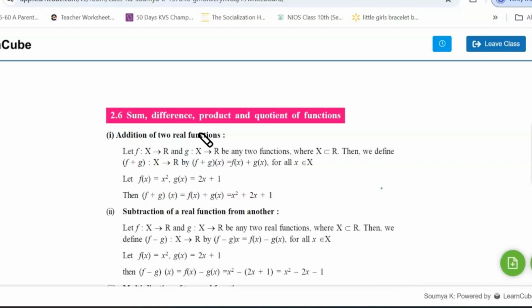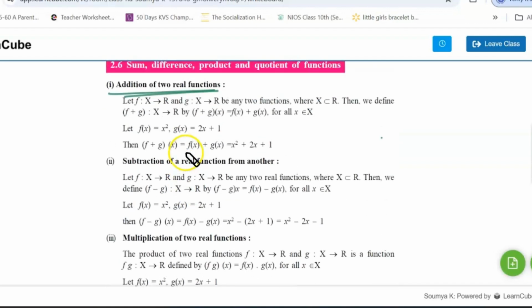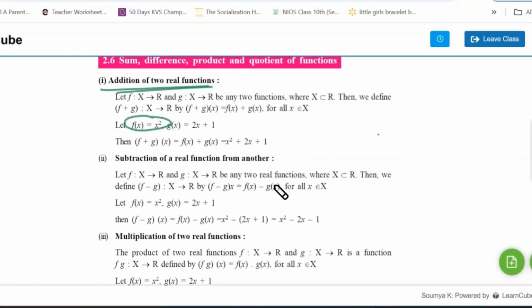Let's begin. The first topic that we are going to see is addition of two real functions. This is as usual your addition, and the same way you do it, you have to do it here. Consider we have a function f of x given as x square and another function g of x given as 2x plus 1. If this is the condition, you have to find out their sum.